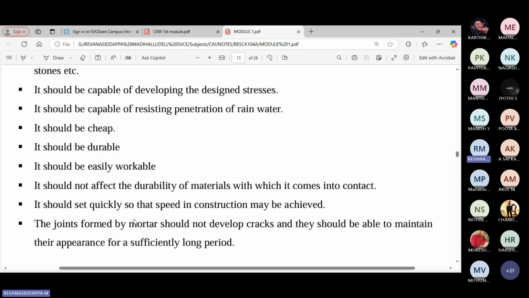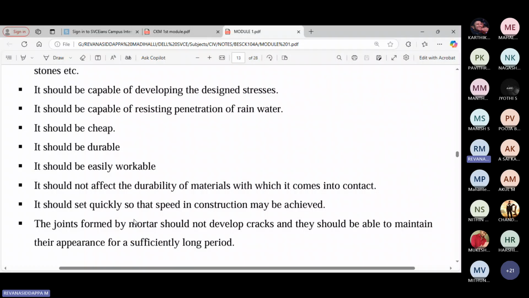Then the next requirement: it should set quickly so that speed in construction may be achieved. Nowadays people want faster construction. Within 6 months they want their house to be ready, to do their opening ceremony. Therefore, whatever mortar we are using should set quickly.